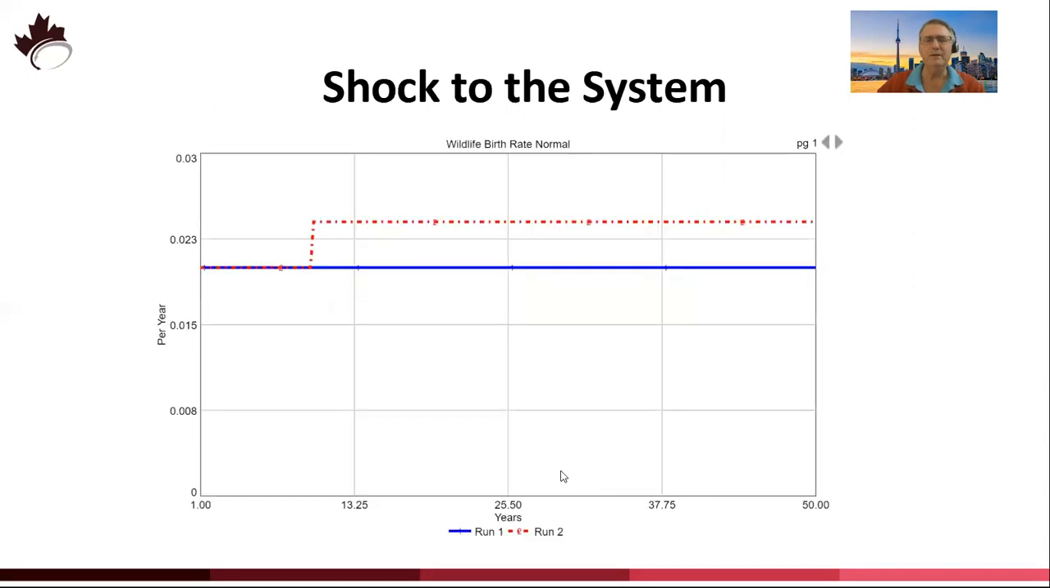And in our model, we introduce shocks to the system where the system has a current parameter value, and at some point in time, we shift upwards or downwards a certain degree, and then that parameter value will take on that value for the rest of the simulation.